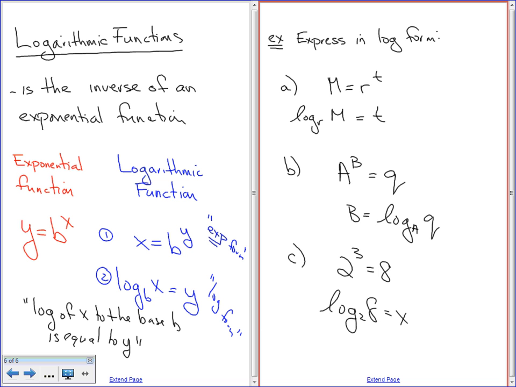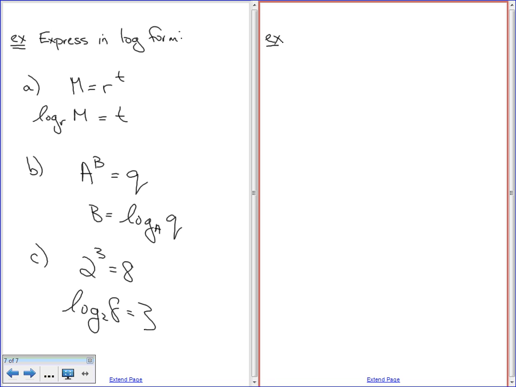Okay, so again, the 3 comes down, this comes over, becomes the base, and you get the log 8. So a log function, the log of 8 to the base 2, all it means is, what exponent do I have to put on this base to get this answer? That's all a log function means. Okay? So what exponent do I have to put on 2 to get 8? Well, that exponent would be 3. Does it make sense? Okay. So let's go into the other form. So express in exponential form.